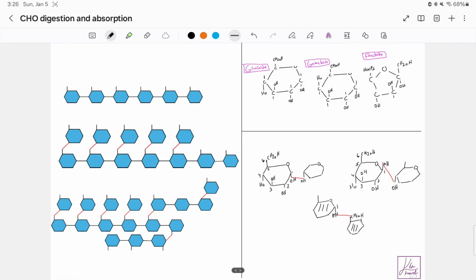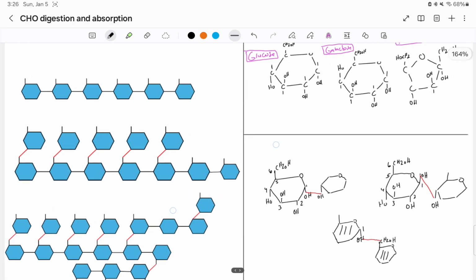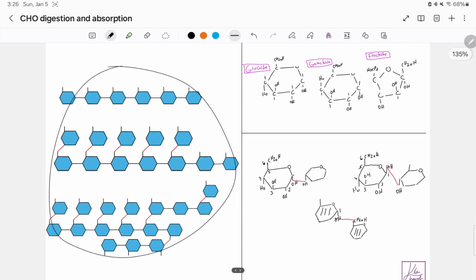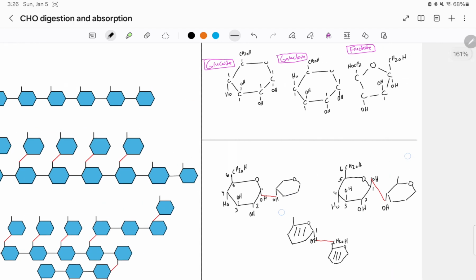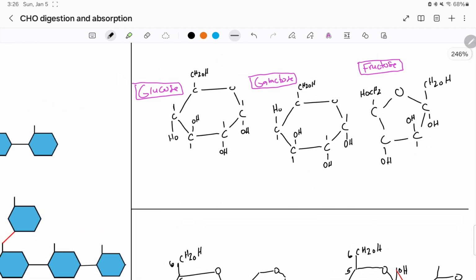Okay, so that's a little bit about the carbohydrates, and now let's look at some structures here. Before I get into the structures of amylose, amylopectin, and glycogen, I want to talk a little bit about glucose, galactose, and fructose, which I said are your three main monosaccharides. All three of these are 6-carbon sugars.